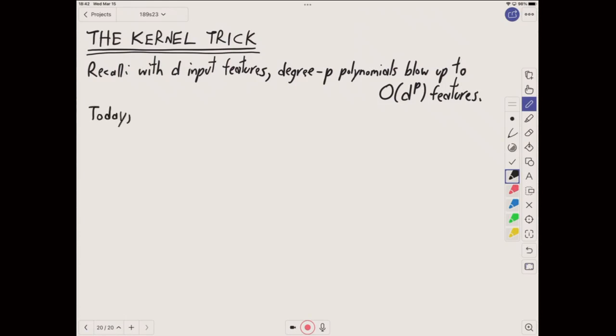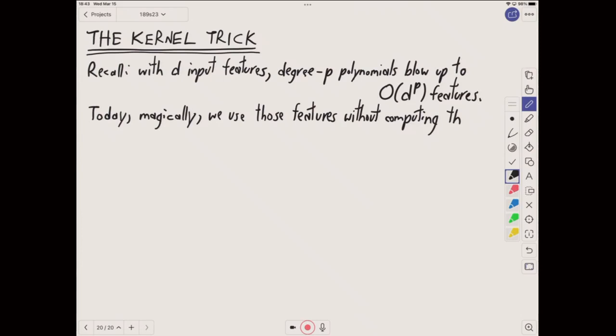So what we're going to do today is something that still seems magic to me. We are going to use those 100 million features without paying for them, without computing them. We're going to look at a cheap alternative that doesn't blow up with the degree of the polynomial. And this is based on 2 observations that apply to many, but certainly not all, learning algorithms.